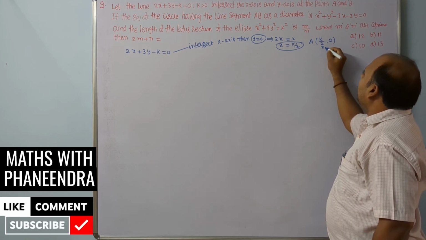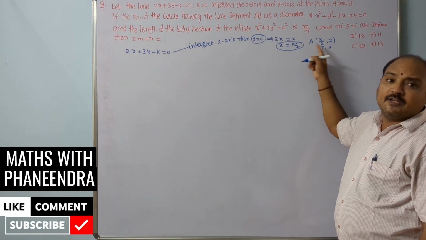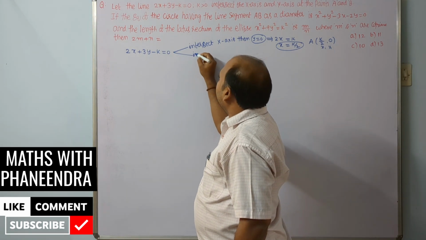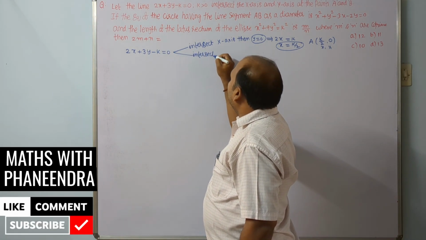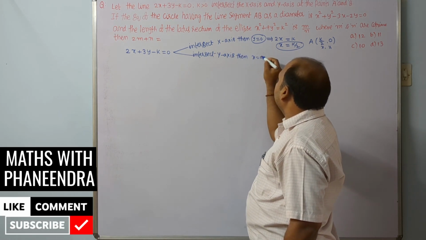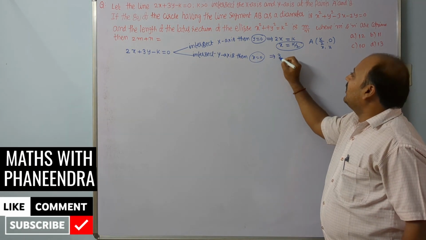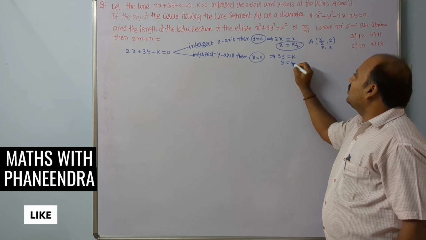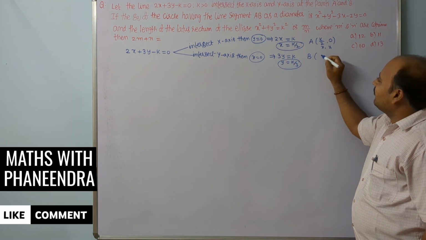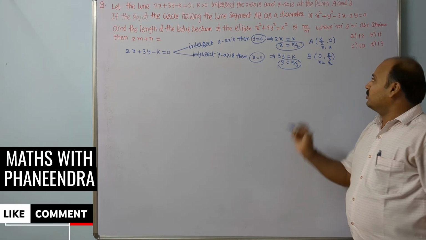Are you able to understand, dear students? We got the x value and y value: A is (x1, y1) = (k/2, 0). Similarly, this line intersects the y-axis. On the y-axis, x = 0. Whenever x = 0, 3y = k, so y = k/3. So we got point B as (0, k/3), which is (x2, y2).